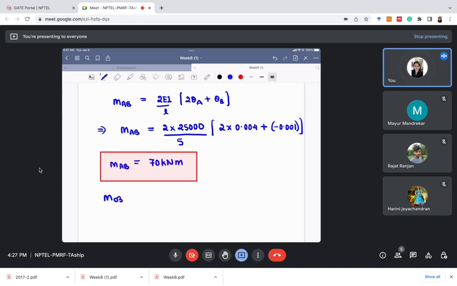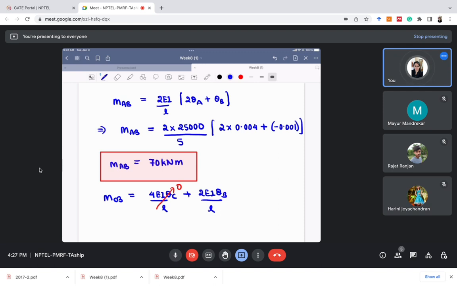MCB is equal to 4 EI theta C over L plus 2 EI theta B over L. But theta C is 0. Why? Because it's a fixed end support. So theta C is 0, and only 2 EI theta B by L remains.